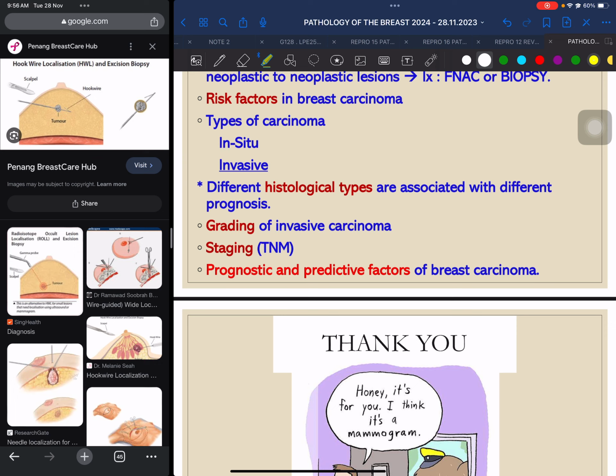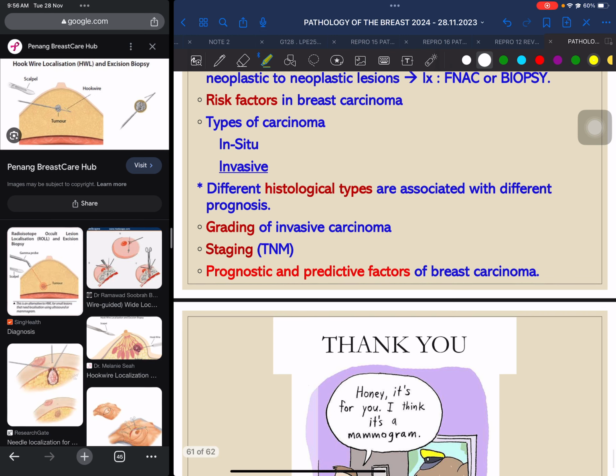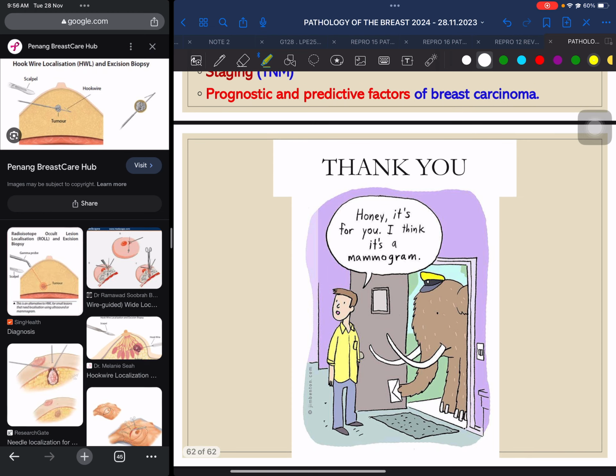Are there any questions for the pathology of the breast? No questions? Okay, thank you.